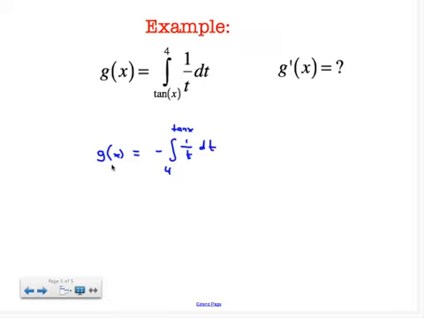Okay, now I want to jump from this line to the answer. So without doing things the long way, what is g prime of x? This negative is going to come down for the ride. The derivative of an integral is equal to the integrand, so that's 1 over t, as a function of the upper limit. So 1 over tan x times the derivative of tan x. And the derivative of tan x is secant squared x. So there's my final answer, and that could be simplified.